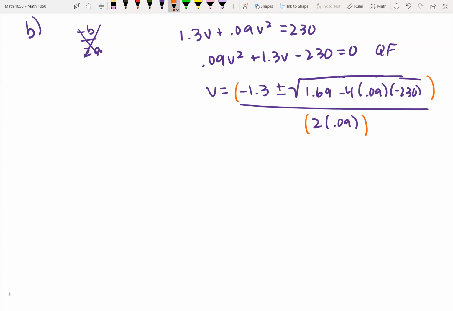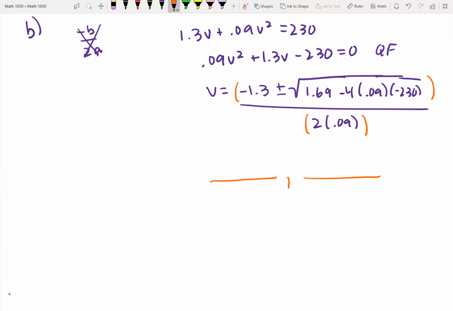Okay. Plus the second x squared, 1.69 minus 4 parenthesis 0.09, close it, new parenthesis, negative 230, close it, close it, close it, parenthesis, 2 times 0.09. You get that answer and you put it here. And then you hit the up arrow until you get back on it. Go to the right until you're on top of the positive, make it a negative, and you're going to get your second answer.